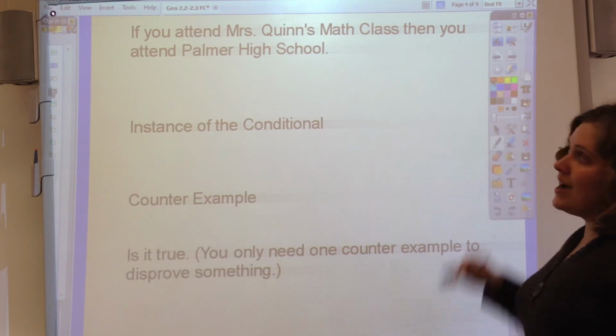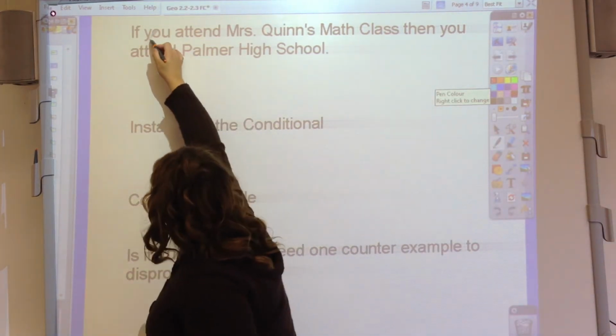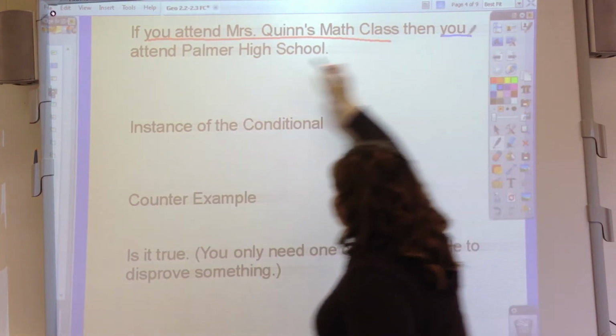Let's just review identifying the antecedent and the consequent. The antecedent comes after if, and the consequent comes after then.